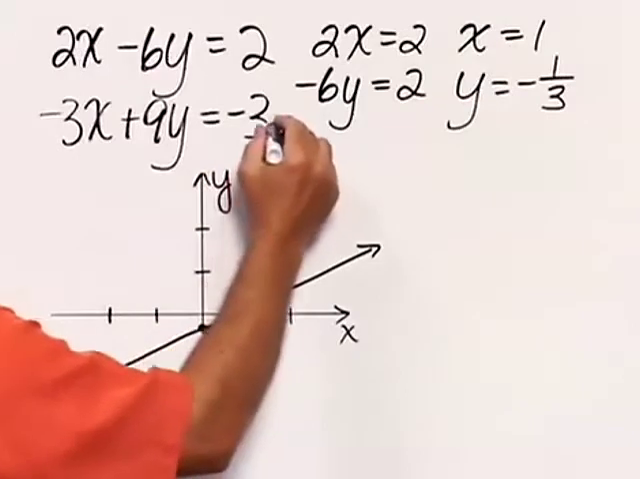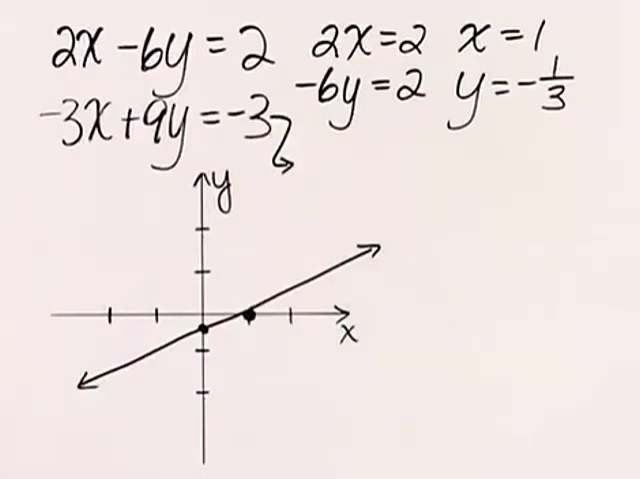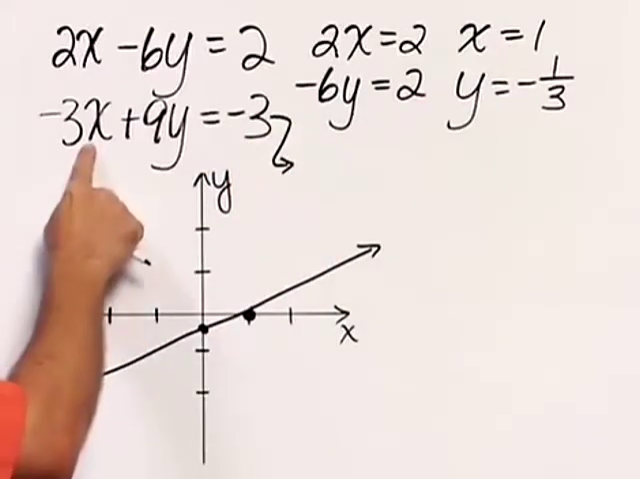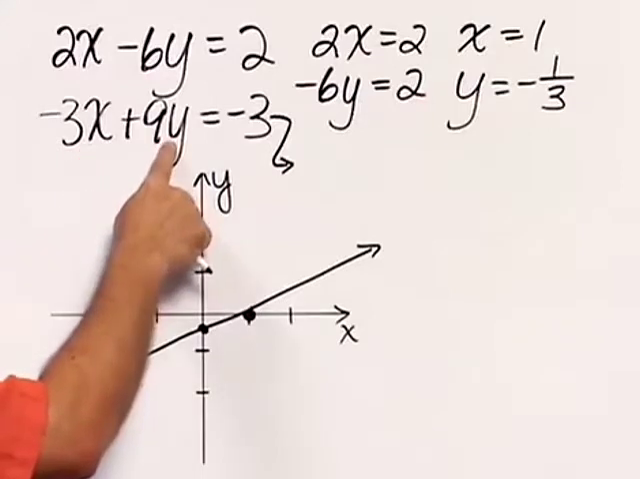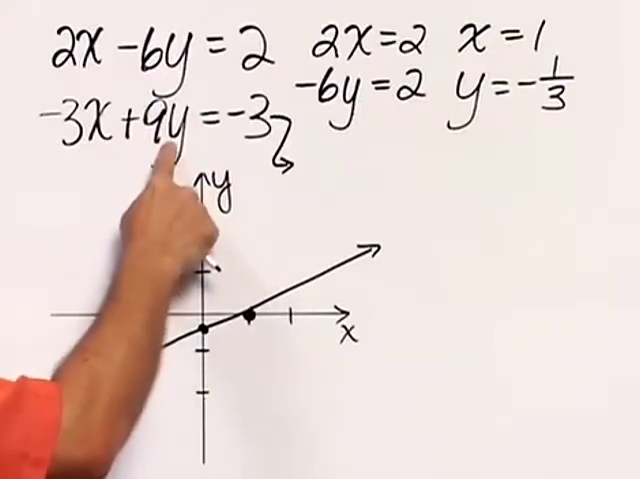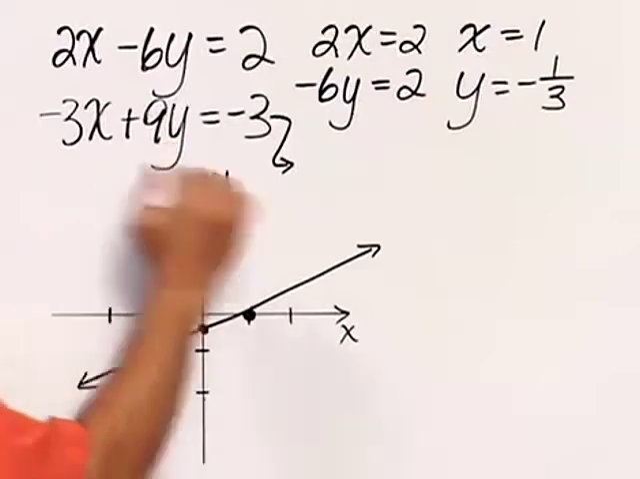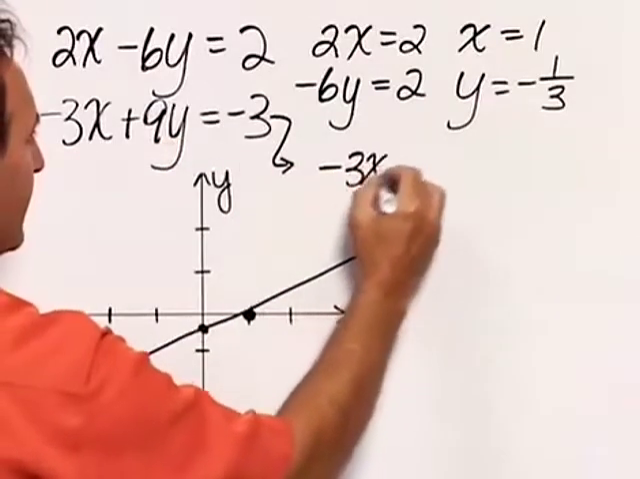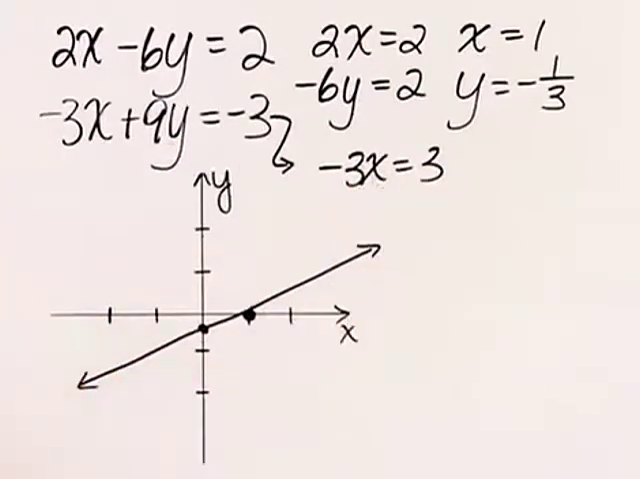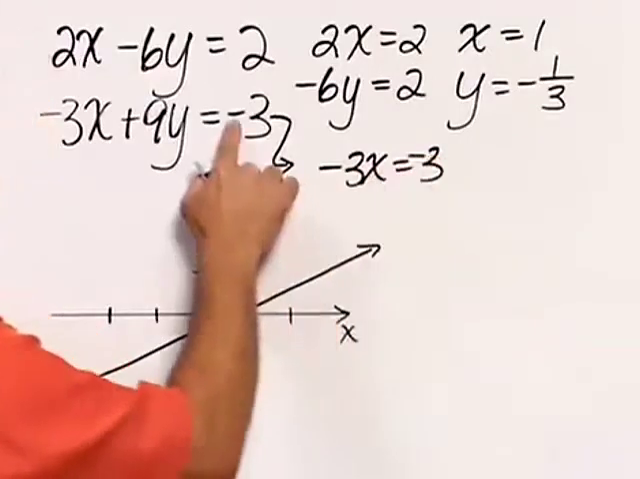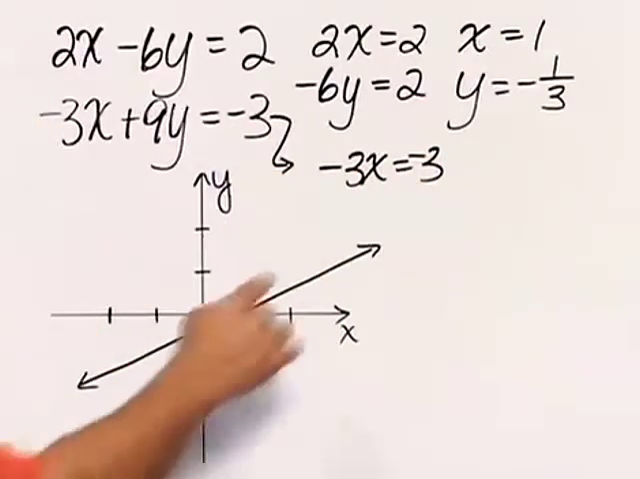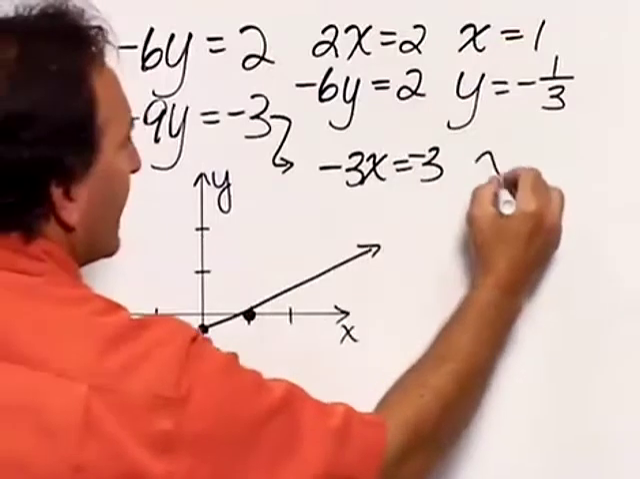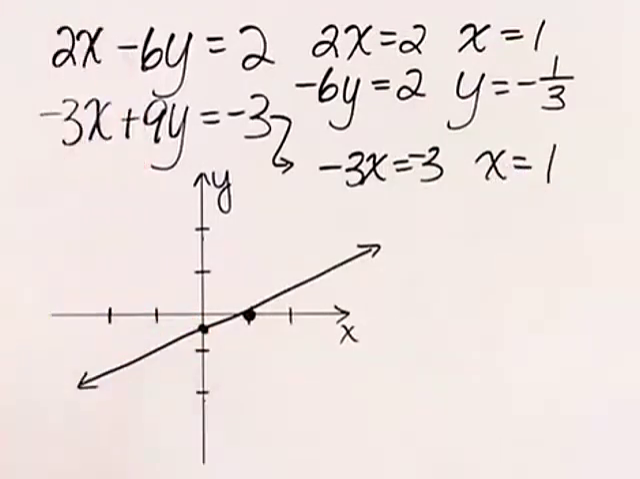Let's take this equation and move down a little bit. We want to find the x-intercept. That means we set y equal to 0. 9 times 0 is 0, so we have negative 3x equals 3. Equals negative 3. So now we divide both sides by negative 3, and we get x is equal to 1.